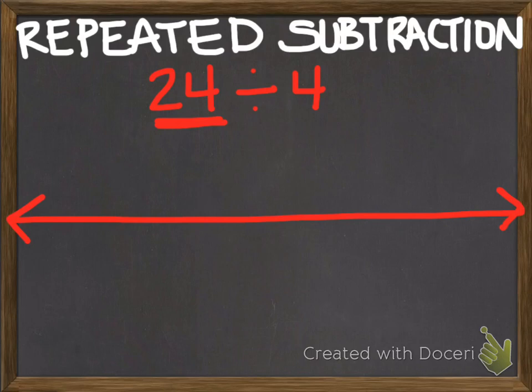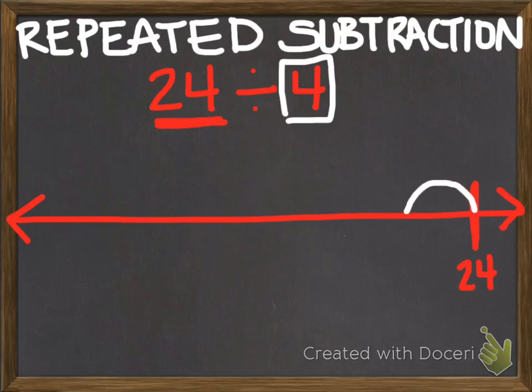So, just like in subtraction, in division, we start over here on the number line because we're starting with the large number, the whole thing. Now, all we need to do is look at what we're dividing it by here, which is 4. So all I need to do is subtract 4 over and over until I get to 0. Watch. 24 minus 4 is 20.